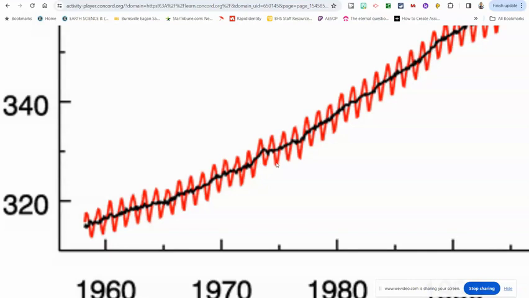Then what happens in the fall? Well, in the fall, the leaves fall off of the trees and they fall onto the ground. And so they stop absorbing carbon dioxide. But in addition to that, they start giving off carbon dioxide as the trees decay. As they break down and decay, they give off carbon dioxide.